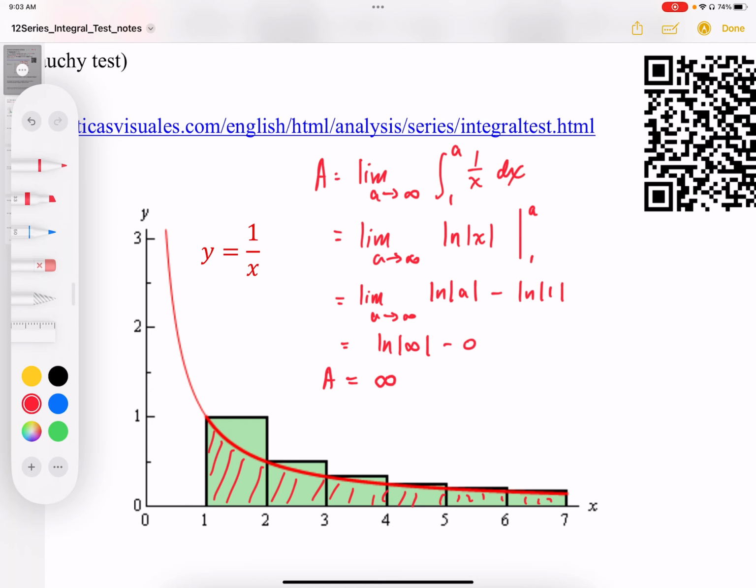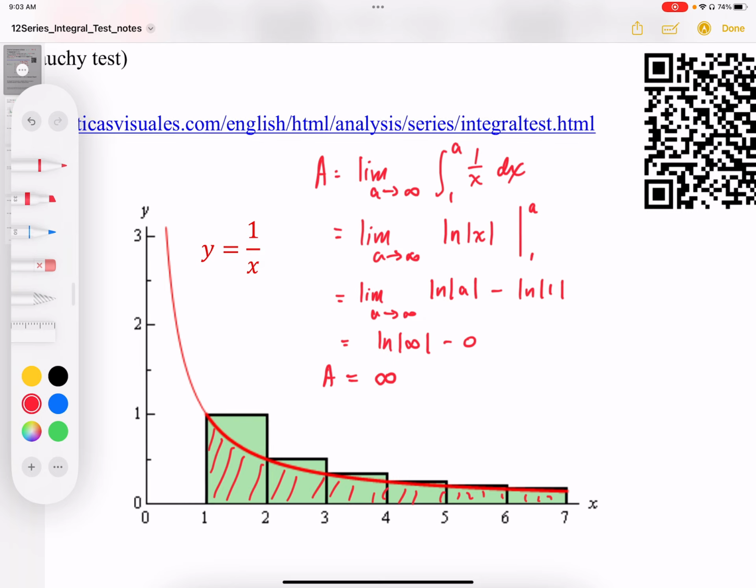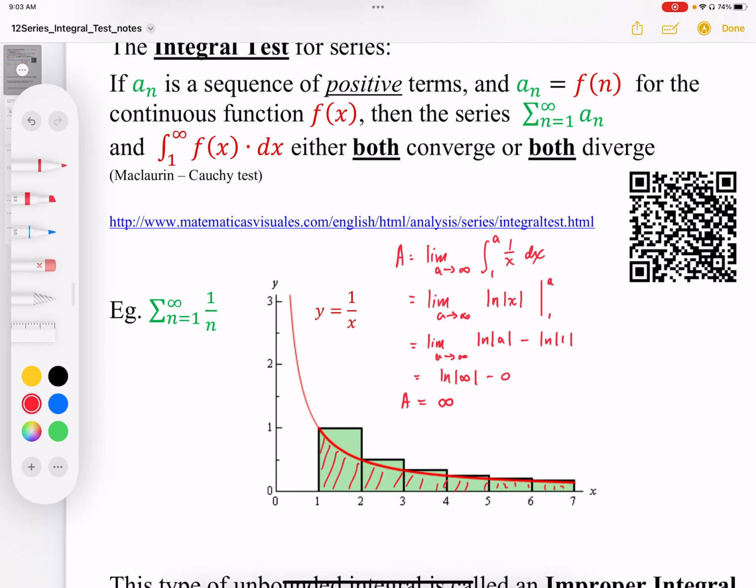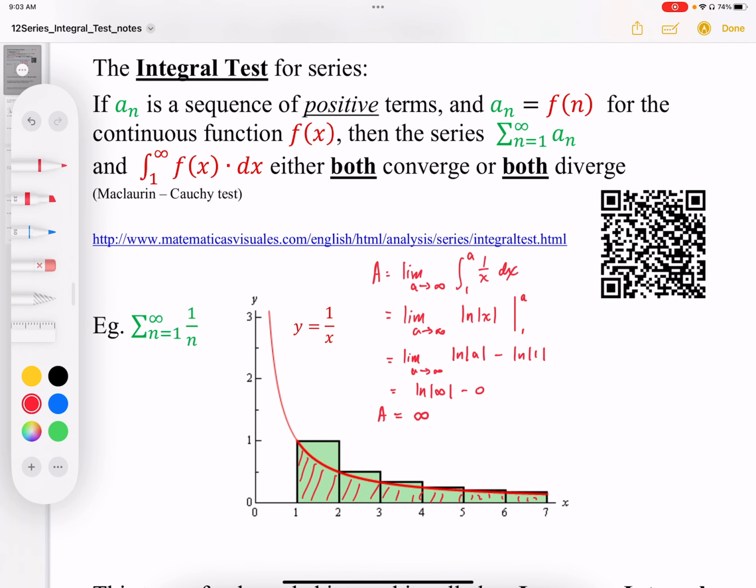So if the area underneath the 1 over x function is infinite, then the sum of the series is also infinite. Okay, so this idea of how one behaves, we can translate that behavior onto the other, although they are different. We're going to say that if the area underneath the curve that mimics 1 over n is divergent, we know that 1 over n is also divergent. Now, we've already established that the harmonic series is divergent, but this is just another way we can test it.